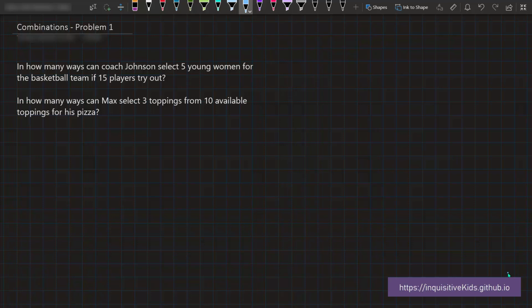In this video, we will be looking at our first problems for combinations. Now, if you haven't watched our previous video yet covering the combinations formula and just the basics of what combinations are, I highly recommend you to watch that first. That link will be included in the description down below if you are interested. Anyways, if you did already watch that video, then this is the right video for you.